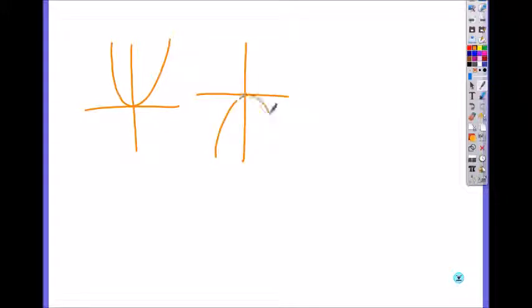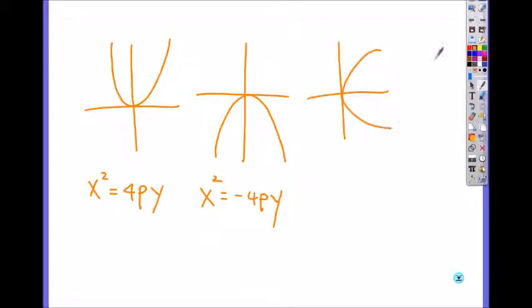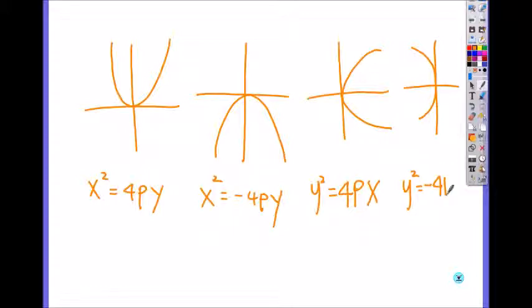So let me quickly go over these again. If it opens up or down, it starts with what? x squared equals 4p y. Here you have, again, x squared equals negative 4p y. If it opens right or left, you start with y squared equals 4p x; if it opens left, y squared equals negative 4p x. Okay.